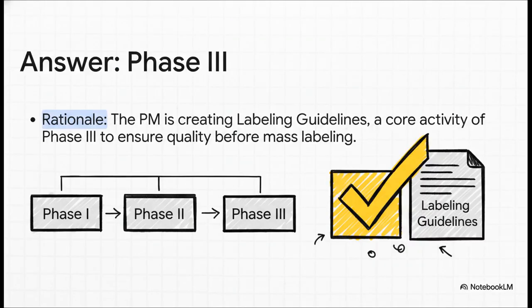The answer is phase 3, data preparation. And the dead giveaway here is the artifact being created. The PM is making the labeling guidelines. That specific document, that rulebook, is a core activity of phase 3. It's what you do before the real labeling work begins.